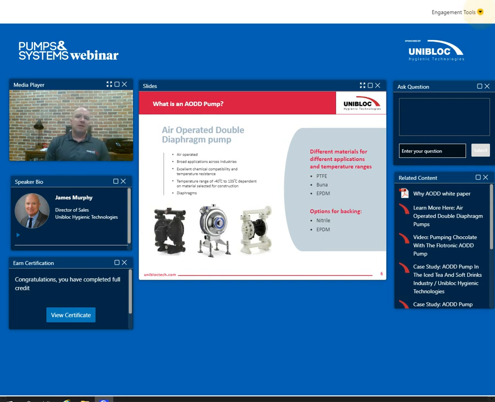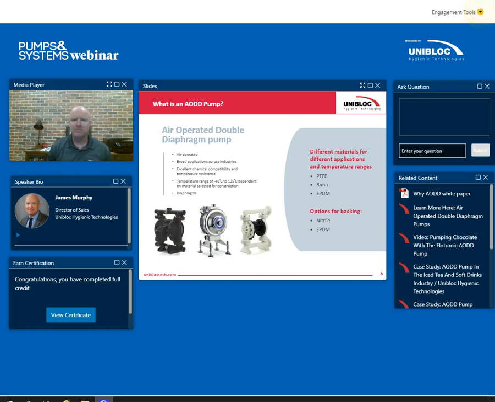So air-operated double diaphragm pump, what is it? As you can see pictured here, there's a couple different configurations. You've got a traditional, more figure-8 design on the left and right here. This is a design where you have your air motor, which is the driving force that shifts the diaphragms left to right.